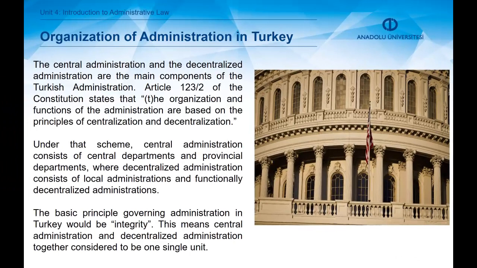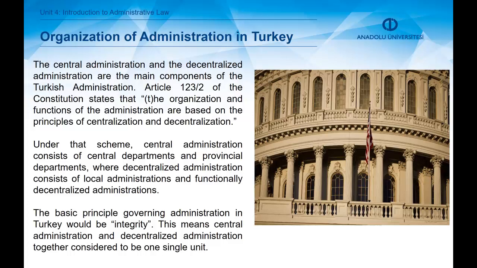These were the main points of the concept of the administrative law. And now we are looking at the administration law in Turkey, and after that, organization of administration in Turkey. The central administration and the decentralized administration are the main components of the Turkish administration.